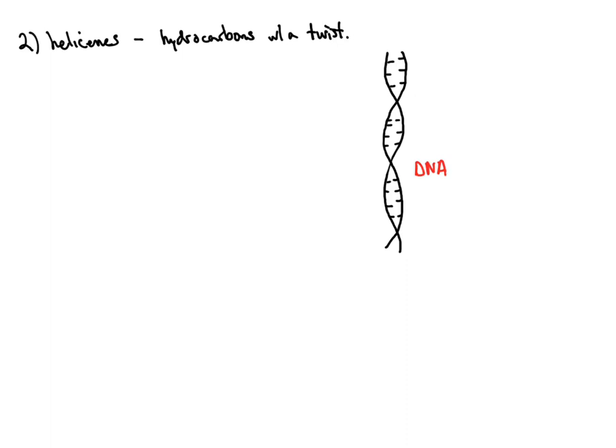Same thing can occur with hydrocarbons. And so here's an example of a helicene. You have a flat hydrocarbon. These are mostly sp2 hybridized atoms, like this.